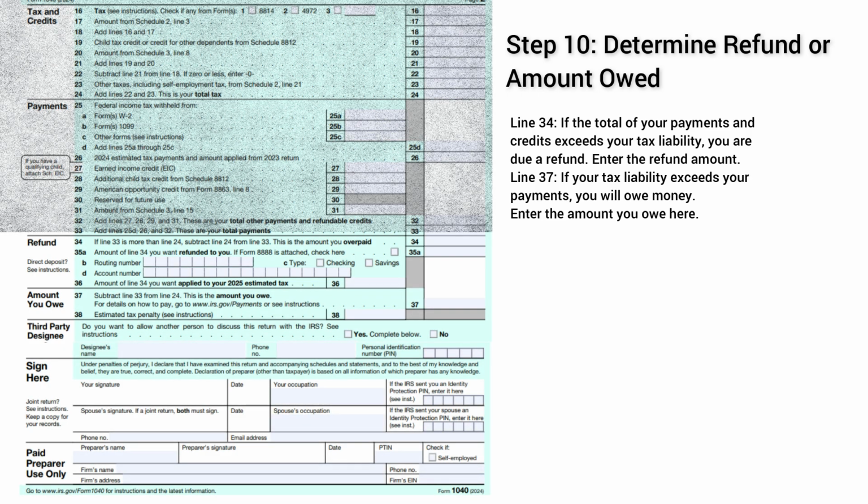Step 10. Determine refund or amount owed. Line 34. If the total of your payments and credits exceeds your tax liability, you are due a refund. Enter the refund amount. Line 37. If your tax liability exceeds your payments, you will owe money. Enter the amount you owe here.